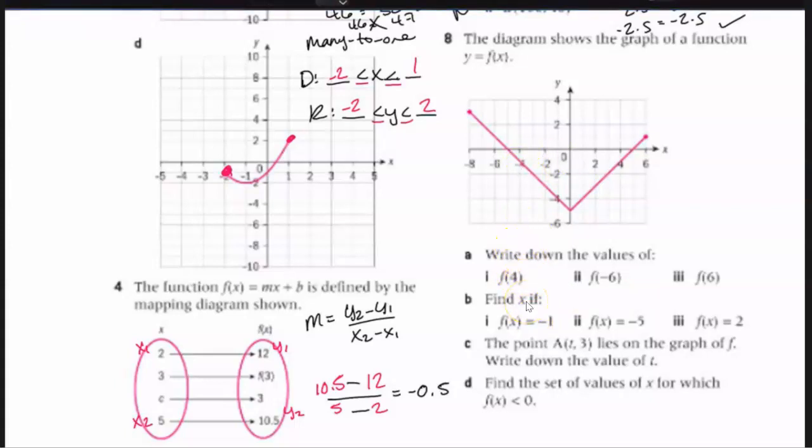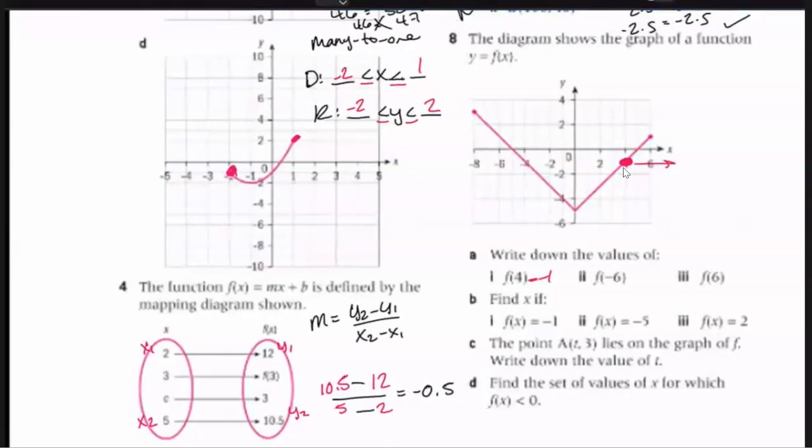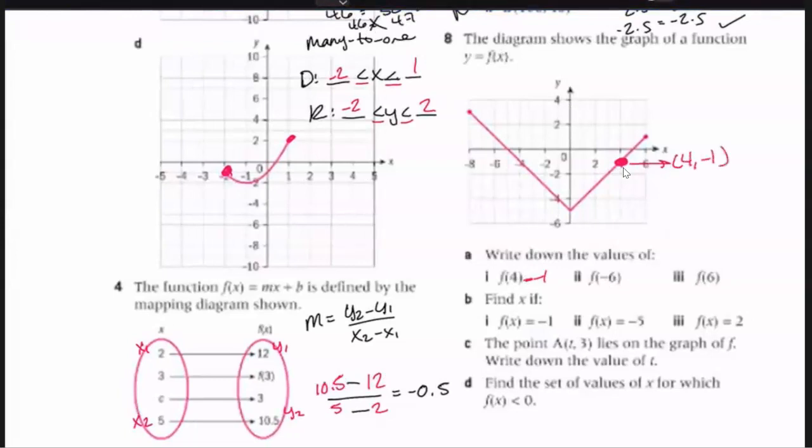When x is 4, it's here. So yes, this one is -1. Because this is the point 4, comma, -1. So when x is 4, y is -1. When x is -6, this is the point -6, comma, +1. When x is -6, y is 1. When x is +6 right here, it's one of my endpoints, I also have +1. So basically they're saying, what is y when x is the number in the parentheses?